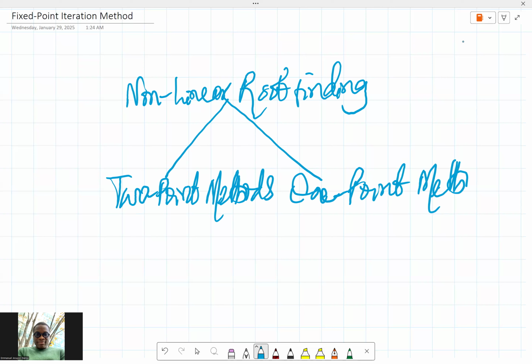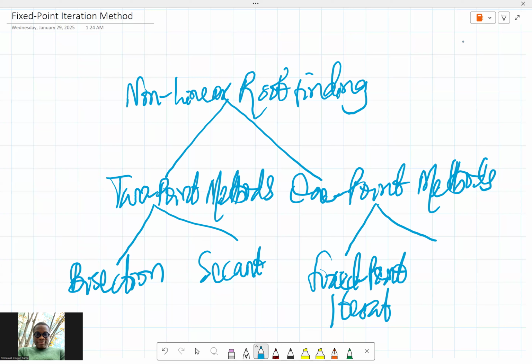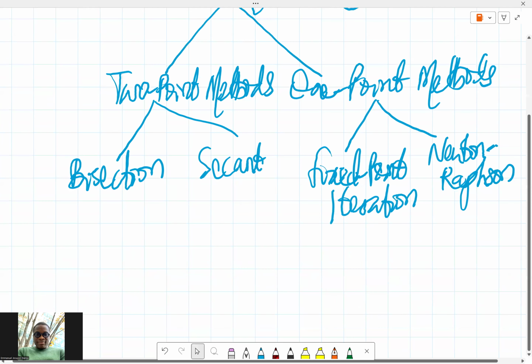The idea of two-point methods, for instance, is that you have an interval within which the solution lies, or you have two initial guesses. Examples are bisection, which requires an interval that you keep halving until you find your result within it, and the secant method. Under one-point methods, we have fixed point iteration and also Newton-Raphson method. So these ones require just one initial guess.